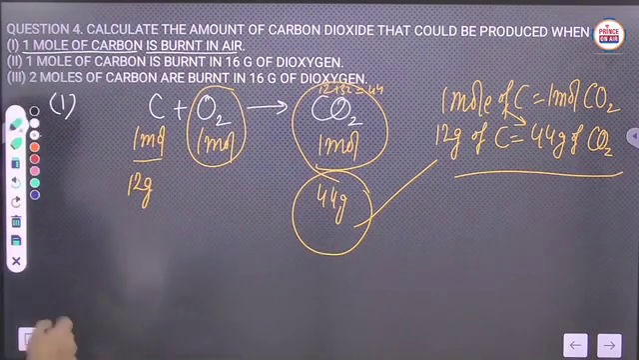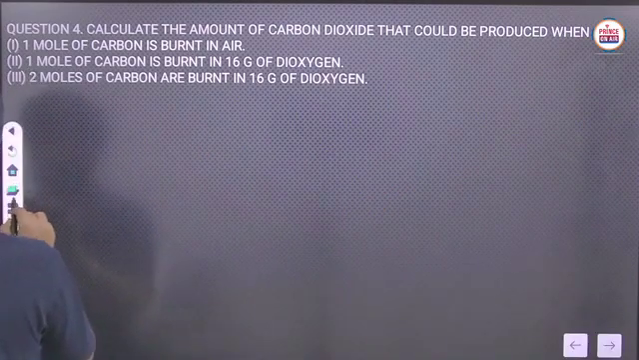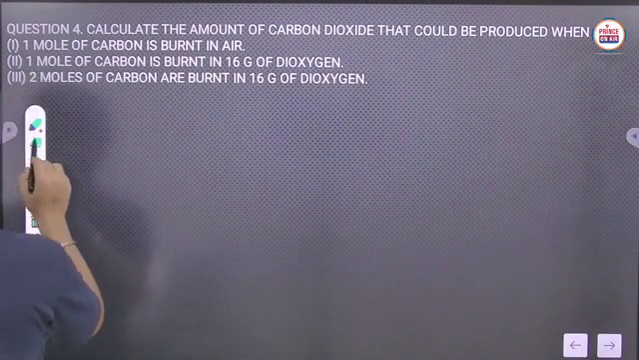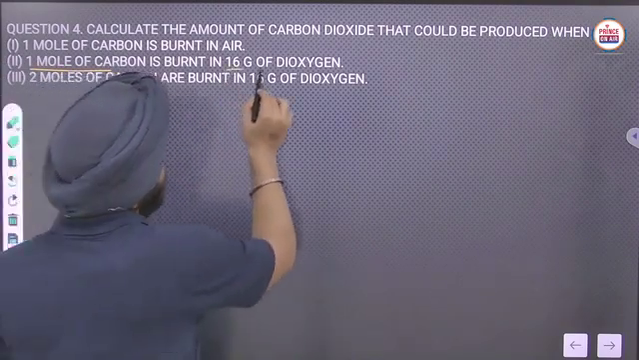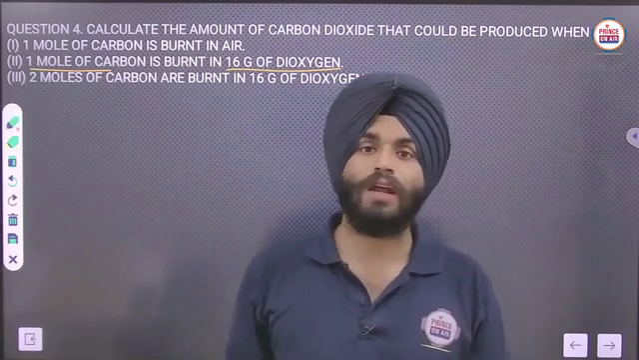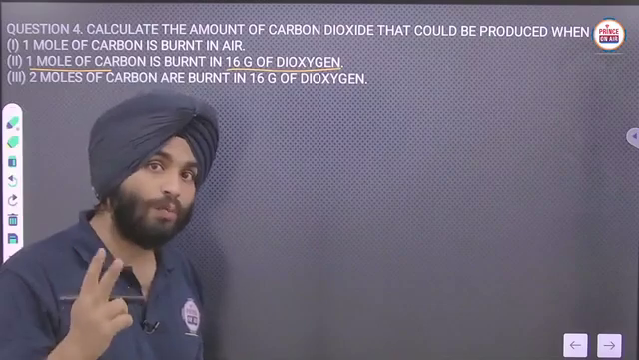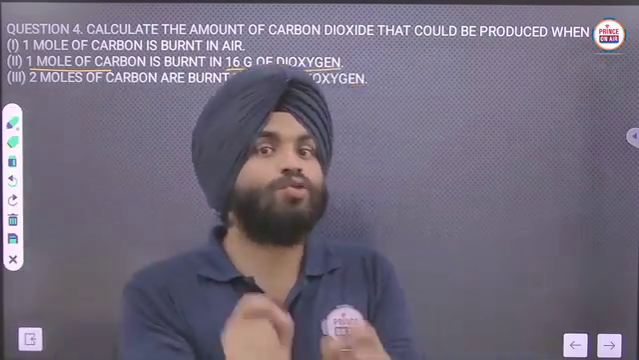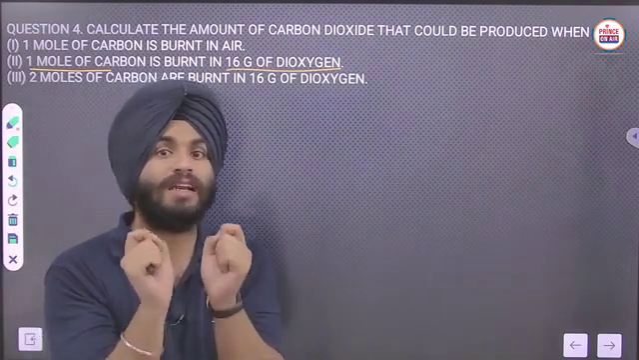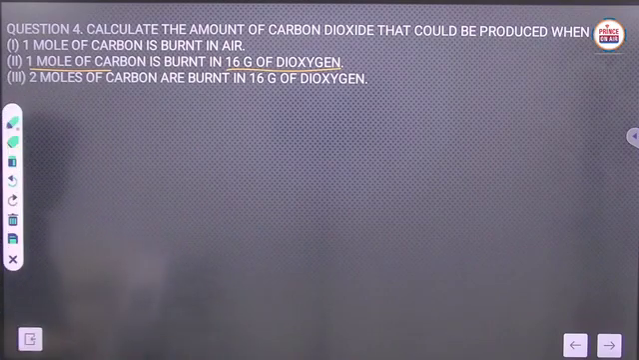Okay, now we can move to the next question, that is: 1 mole of carbon is burned in 16 gram of dioxygen. Whenever 1 mole of carbon is burned in 16 gram of dioxygen, the amount of both components is given to you. So in that case you have to first identify the limiting reagent. In this case, which one is the limiting reagent?